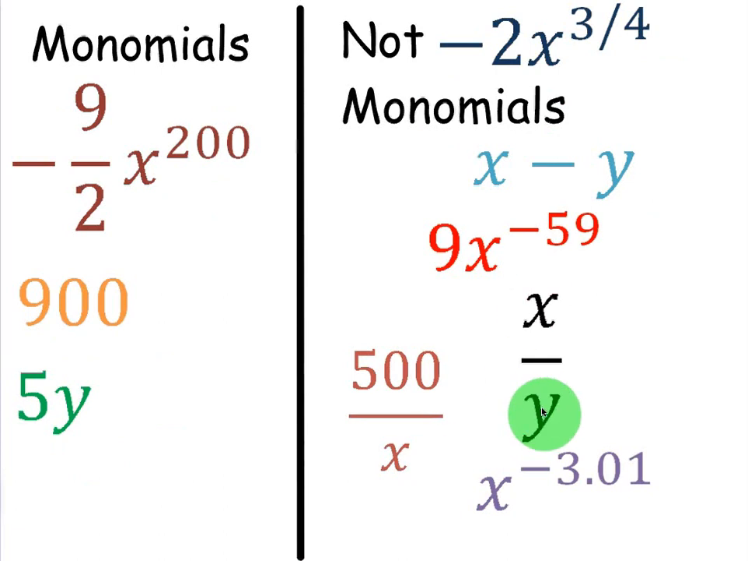x over y, definitely not a monomial. Again, you have a variable in the denominator. And x to the negative 3.01, definitely not, because the exponent is negative and it's also a decimal. Remember, it has to be a whole number.